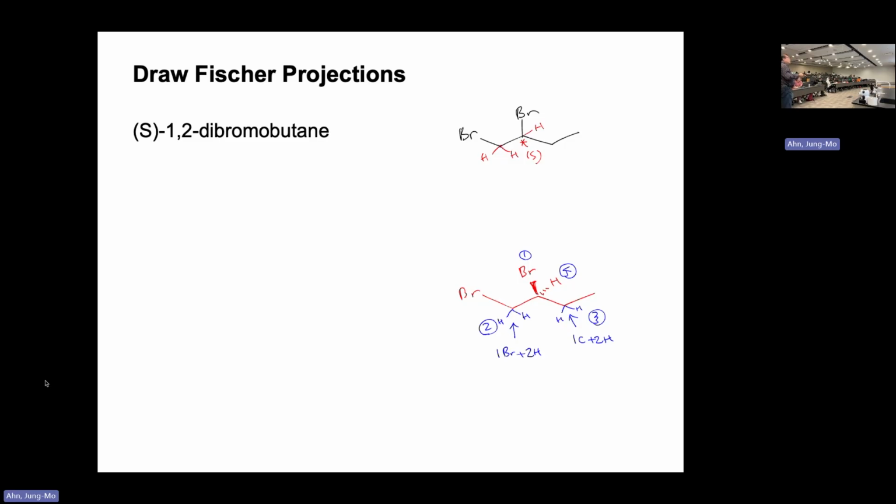That's what we want, to draw the Fischer projection. So this is the first step. You have to draw it in the regular, diagonal drawing. Now you convert it to a Fischer projection with 1 stereocenter. It's pretty simple. 1 stereocenter, so simply just 1 cross, right? 1 vertical line, 1 horizontal line. That's carbon number 2, this one.